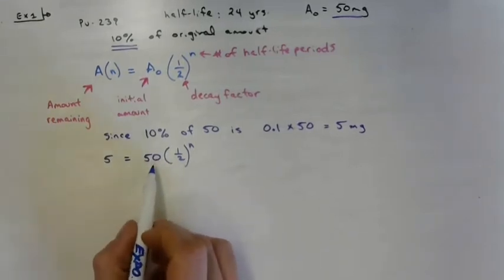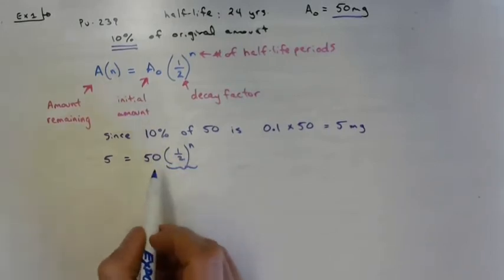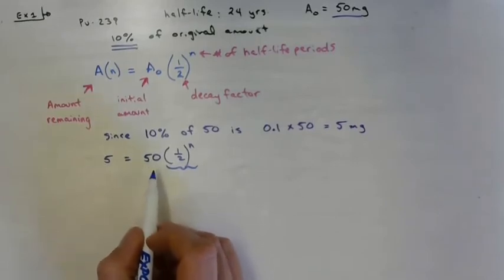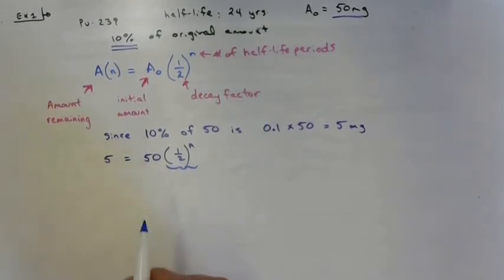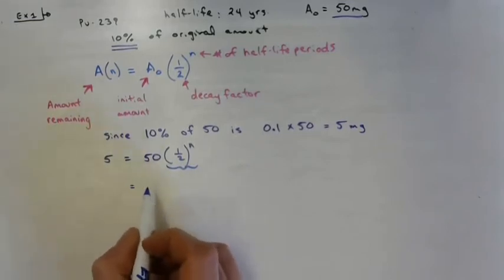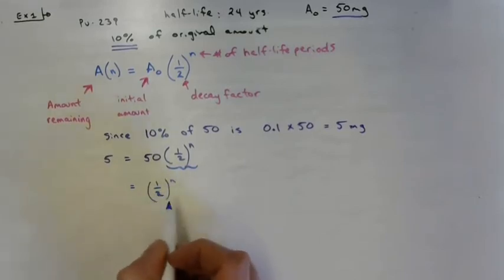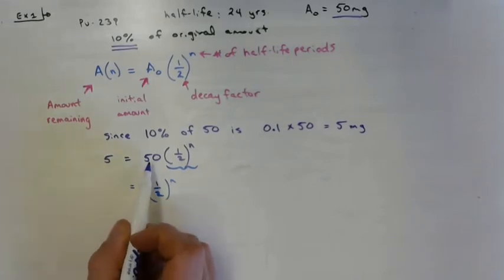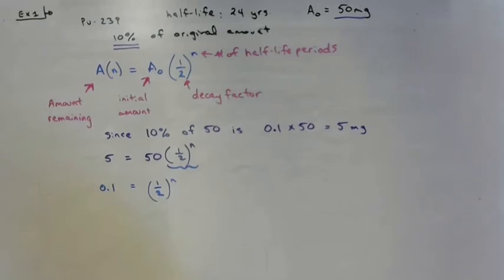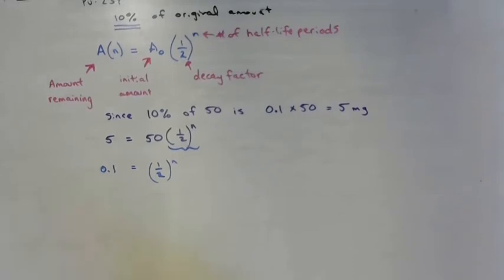But we can see that it's 50 times this group. So as we're stripping things away from n, we can still divide both sides by 50. Be really careful that you don't accidentally divide both sides by 5. That won't work. You need to divide both sides by 50. If I look at my right side, if I divide by 50, it leaves me with 1/2 to the power of n. On the left side, 5 divided by 50 is 0.1. So now my only option is to get my calculator out and essentially guess.